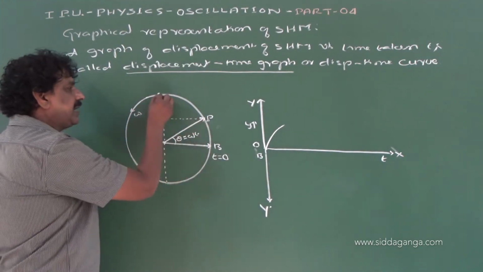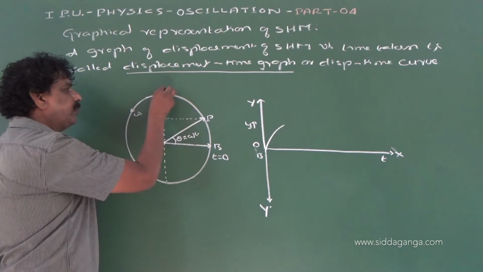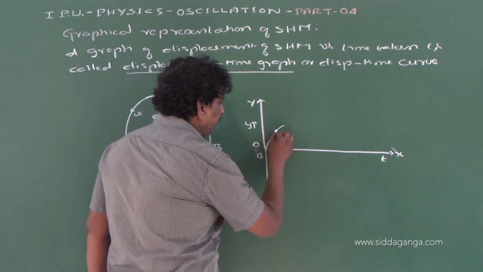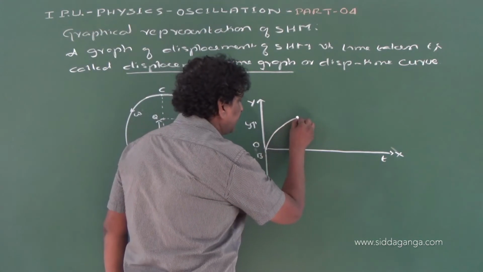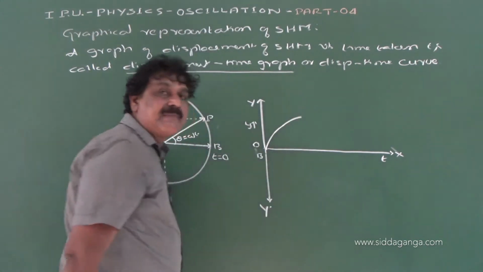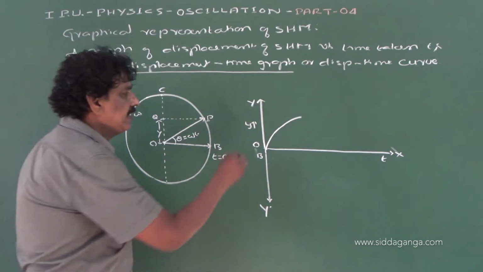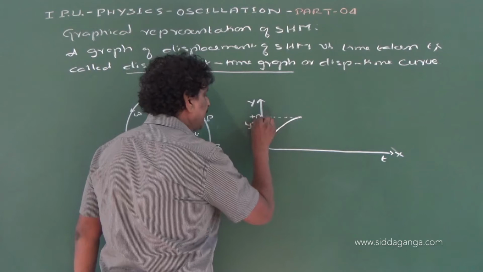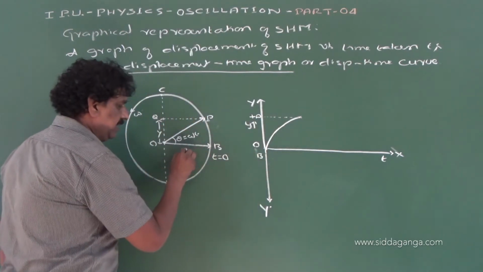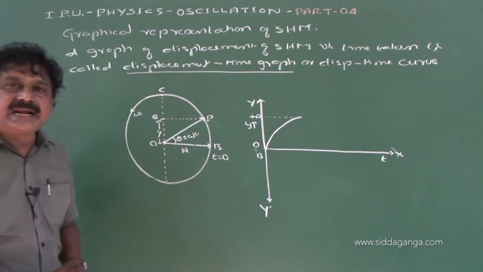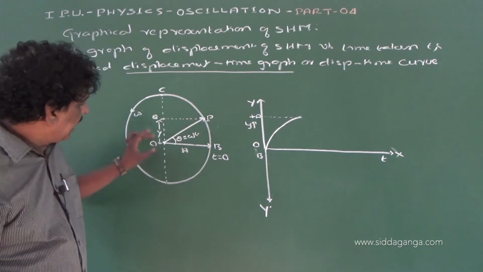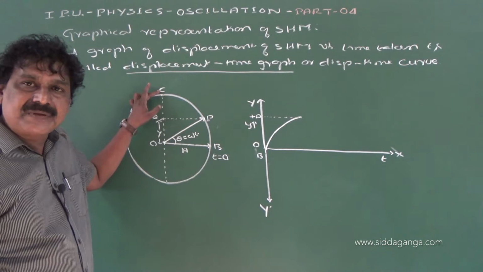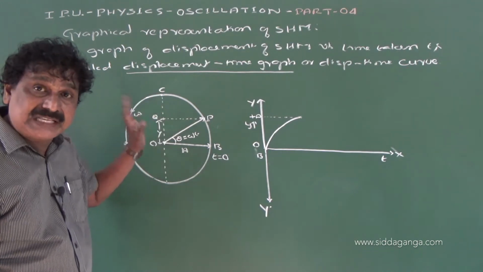Now as the particle moves to position C, the graph rises and reaches a maximum value. This maximum value is taken as plus A, because A is the radius of the circular path, and the distance OC is equal to the radius of the circular path, that is the maximum displacement.